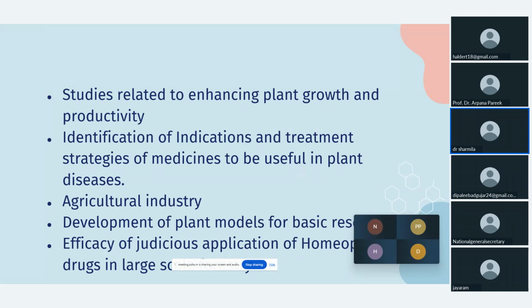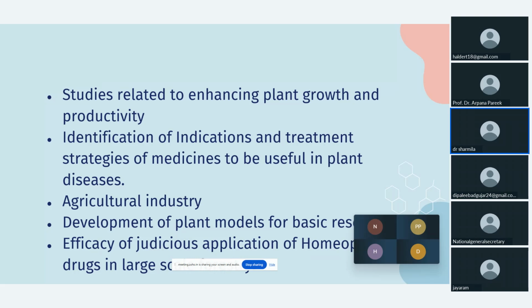So you can do such small researches at a UG level, with second year, first year students, who can search such conditions. Second is identification of indication and treatment strategy of medicines to be useful in plant diseases. We don't only want plant growth and productivity, but also to address the diseases that are hampering the plants in such conditions, and why they need heavy chemical fertilizers and chemicals to sustain or to avoid such infection. So we can even prepare certain medicines to treat such conditions.